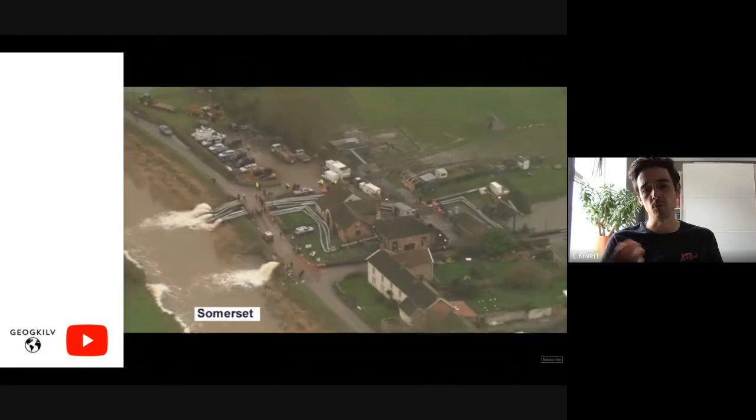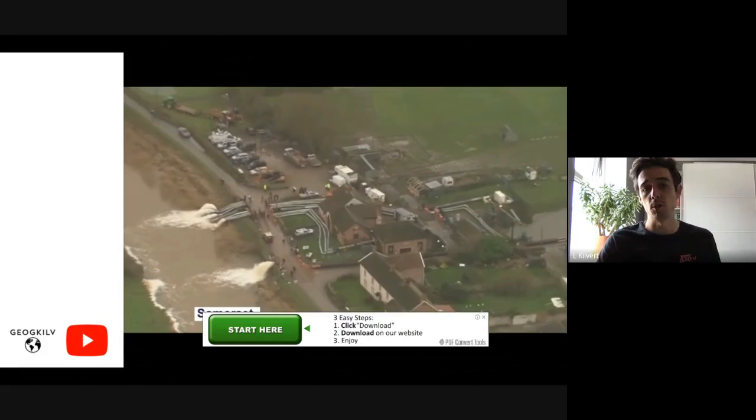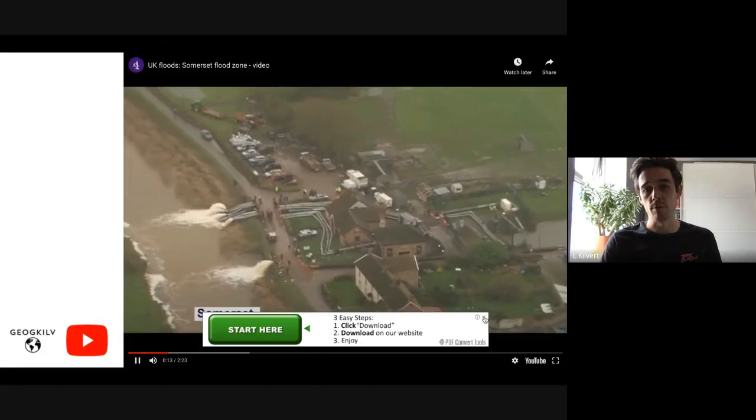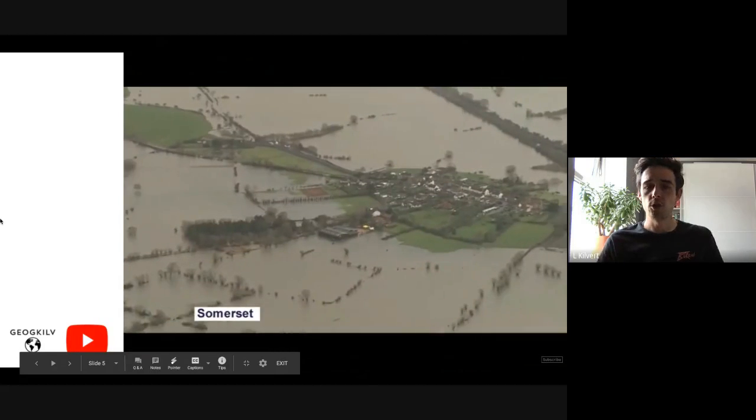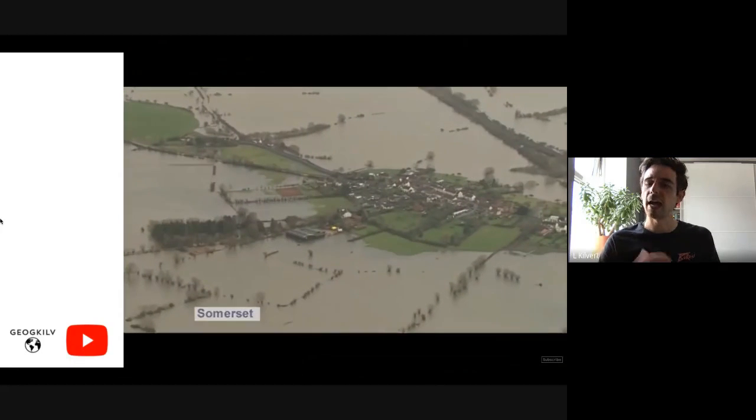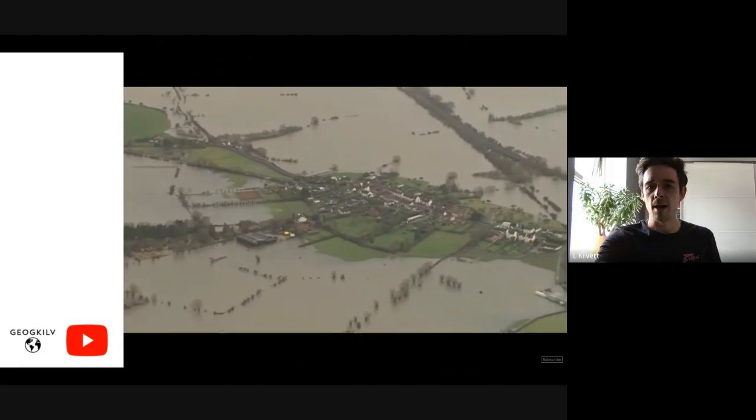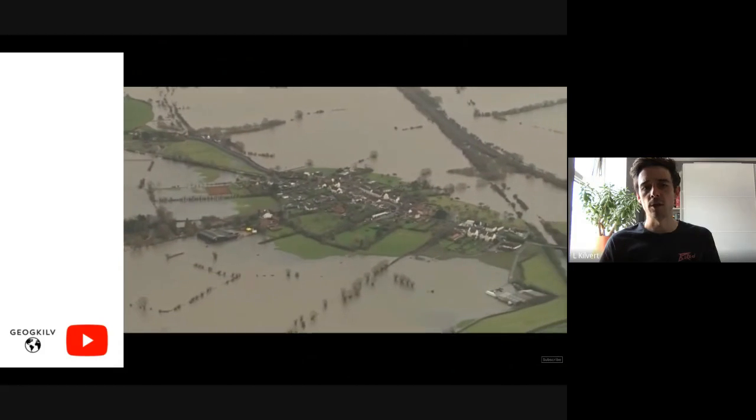So here you can see examples of the responses, and we'll look at those responses as we start to move through into our next lesson. Just look at the scale of the flooding, just look at how much land it's covering and how threatened each of these different settlements are that you can see on this video.